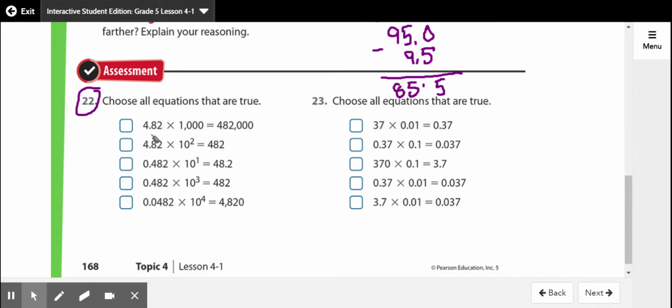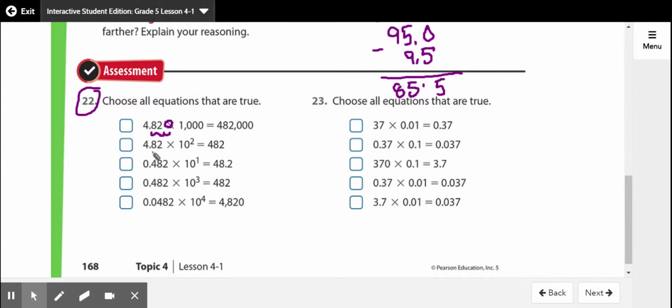All right. So 4.82 or 4 and 82 hundredths times 1,000 is 482,000. I want to say yeah, because it looks right, but let's check it. So there's 1, 2, 3 zeros. I'm going to move my decimal 3 place values over. 1, 2, 3. So then I will put a 0 here. So my answer should be 4,820. Oh, no, no. This one has too many zeros. So this is not right. Okay, so let's go to the next one.